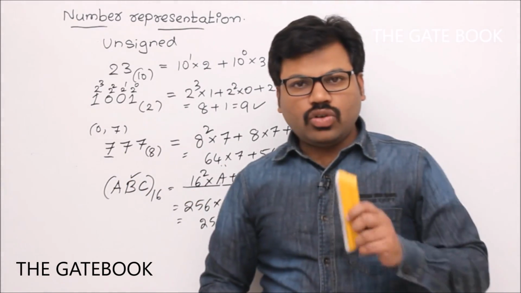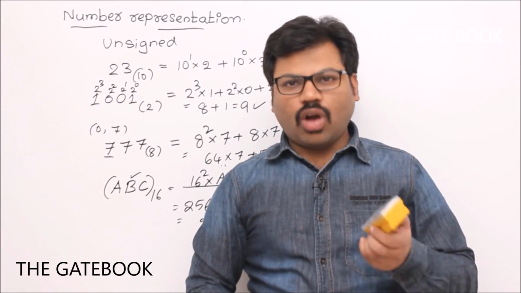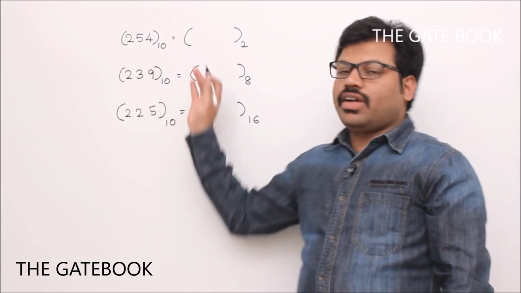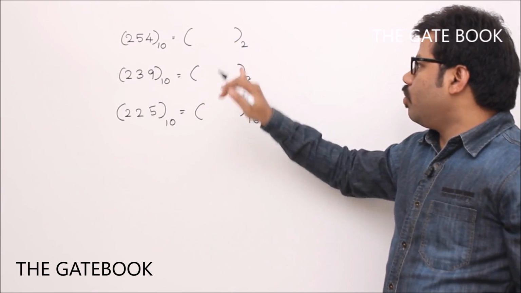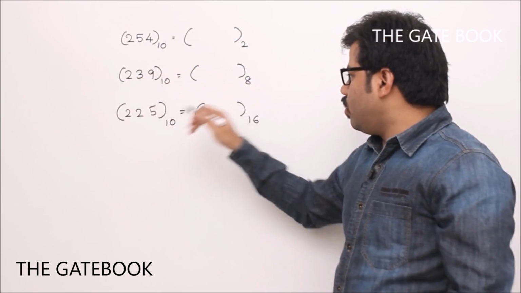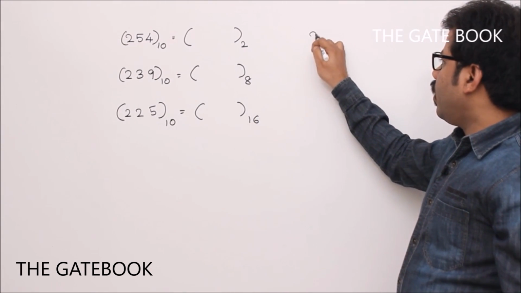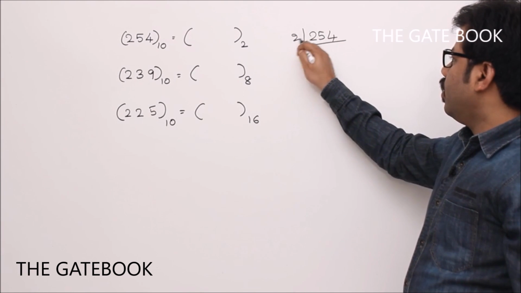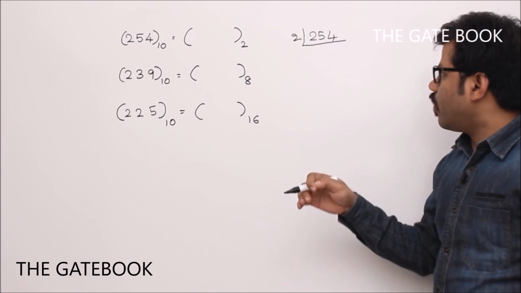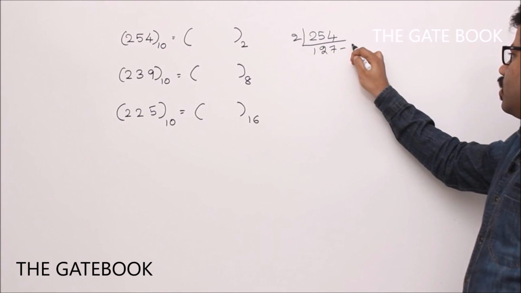Now we will see how to convert from decimal to binary, decimal to hexadecimal, and decimal to octal. Let us see how to convert decimal to binary. For example, 256 base 10 I would like to convert to base 2, 239 to base 8, and 225 to base 16. Very simple. For that, take 254 and divide by 2 and identify the remainder every time. So 2 into 127 is 254, remainder 0.